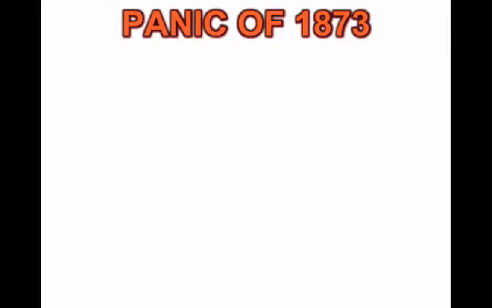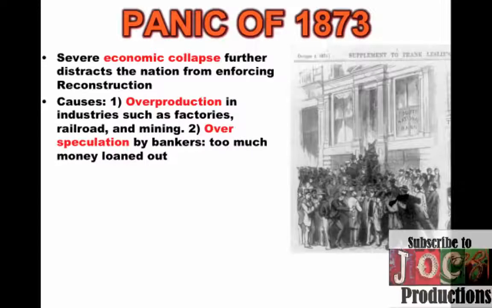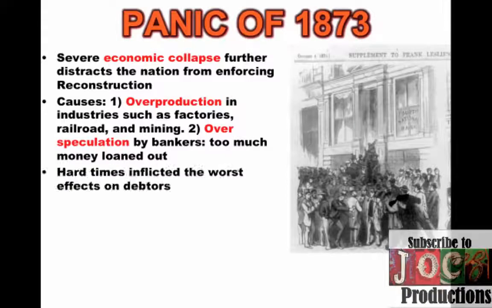Now, something bad happens in 1873. There's a panic. And the Panic of 1873 really hurts the entire economy because it's a severe economic collapse that further distracts the nation from enforcing Reconstruction. And so there's this huge panic, banks are failing, a huge amount of unemployment, business is failing as well, and there are some causes here that reveal that the economy is not healthy. One is overproduction in industries such as factories, railroad, and mining, and over-speculation by bankers. They were giving out too much money that couldn't be paid back. And this panic lasts for a number of years, and the hard times are going to be inflicted worst on the debtors and farmers and people in those categories.